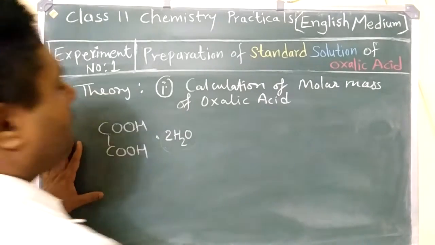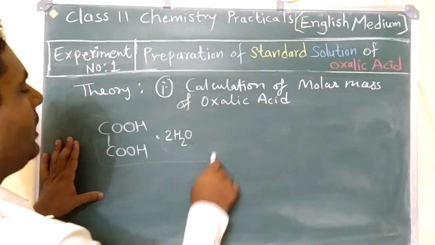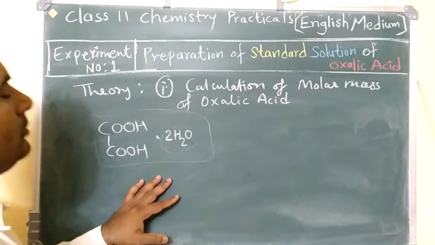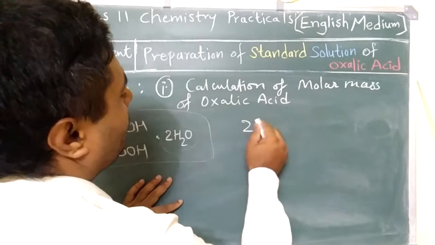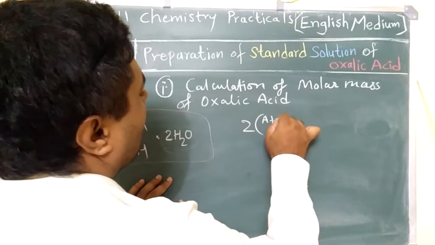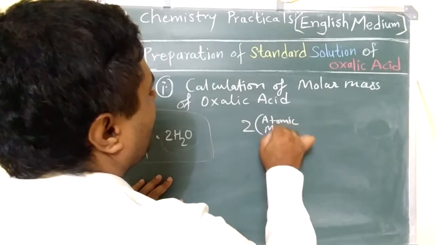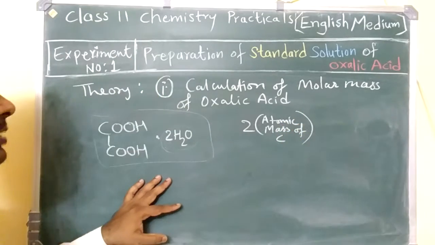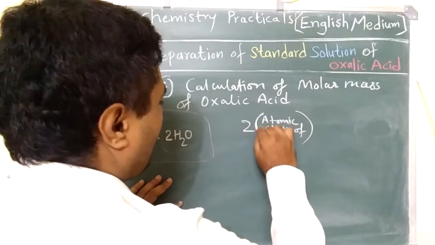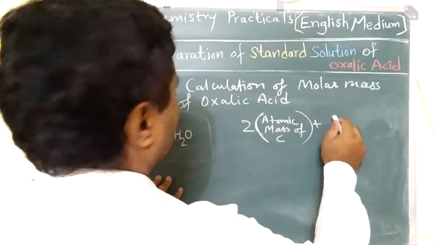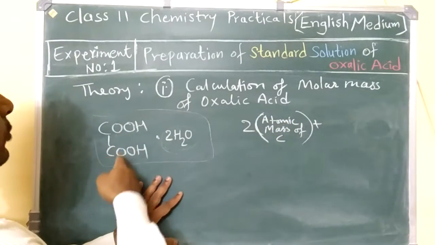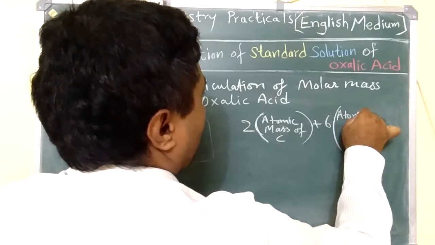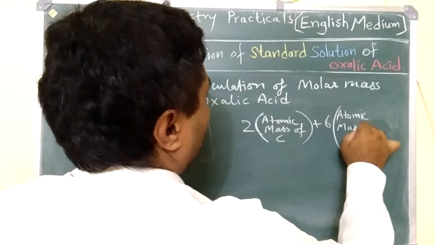So if you calculate the molecular mass, the molar mass of this oxalic acid, how will we calculate? Using the number of atoms here: 2 into the atomic mass of carbon, as there are 2 atoms of carbon. Plus, how many oxygen atoms can you see? 4 here and 2 here, so plus 6 into the atomic mass of oxygen.